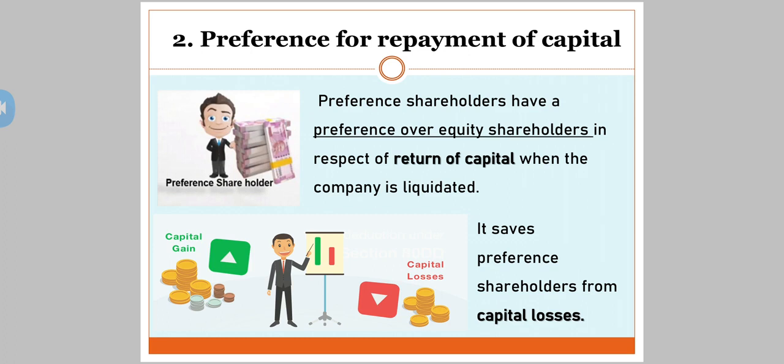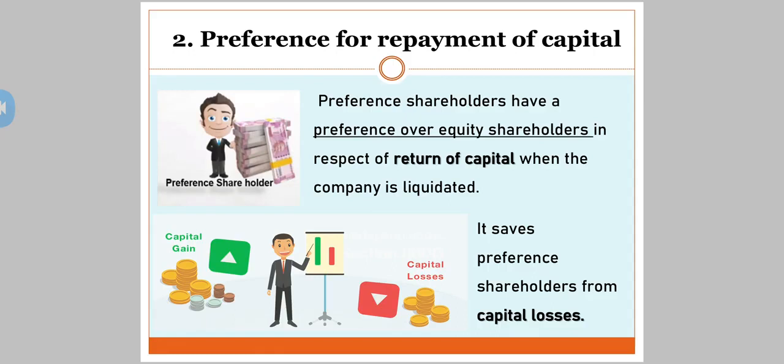Now, second point you have got as preference for repayment of capital. We have seen at the time of liquidation of the company, preference shareholders have a preference over equity shareholders in respect of return of capital when the company is liquidated. When the company is about to get closed, who has got the priority to get the capital back? Preference shareholders have got the priority over equity shareholders. See, it saves preference shareholders from capital loss.